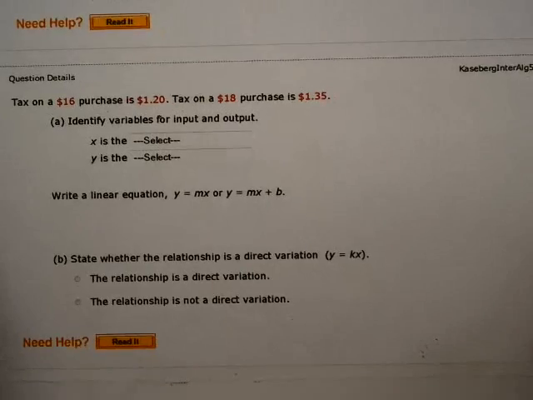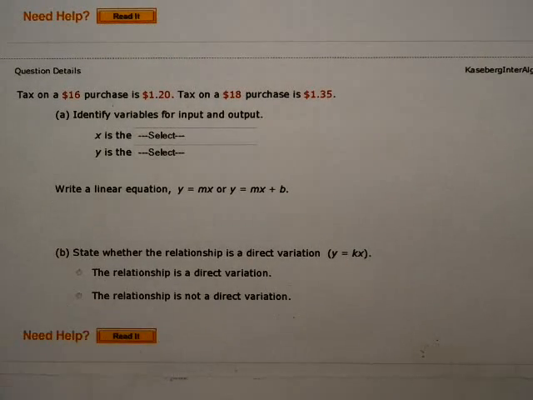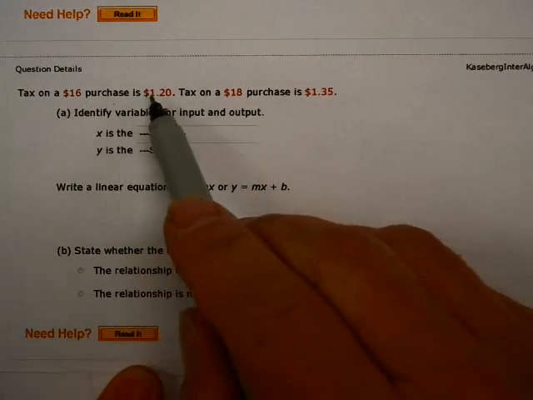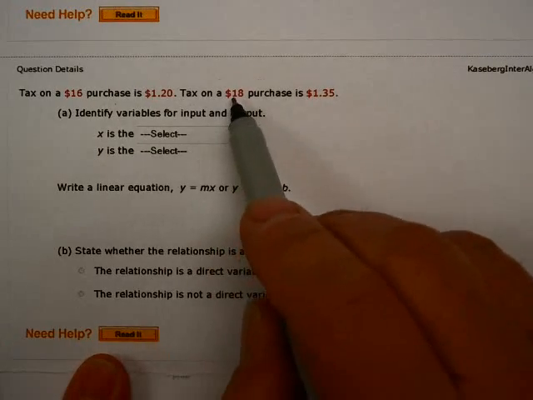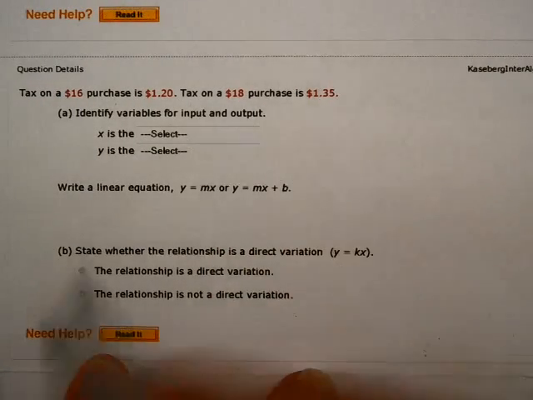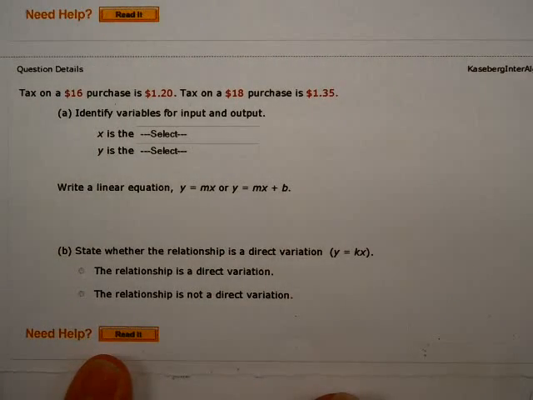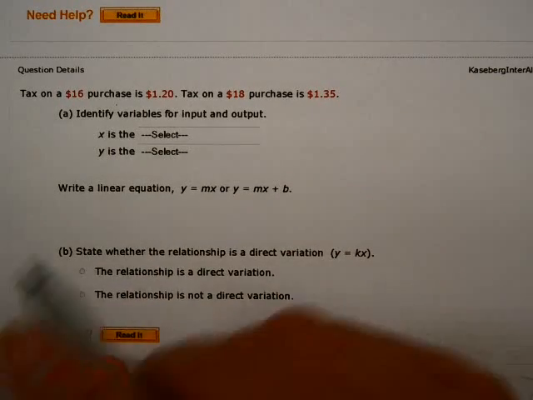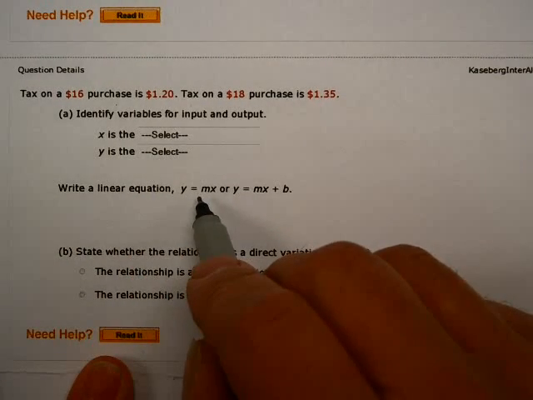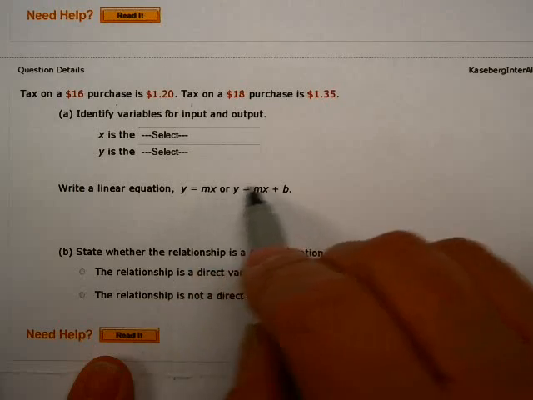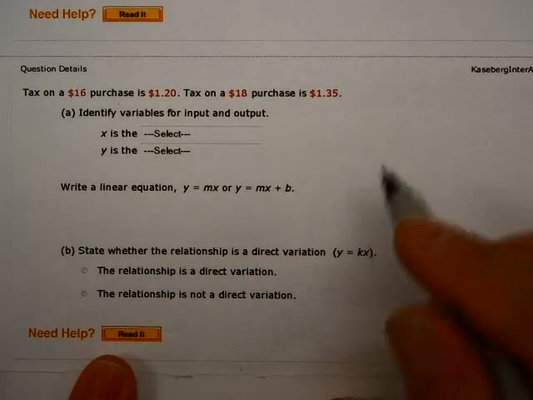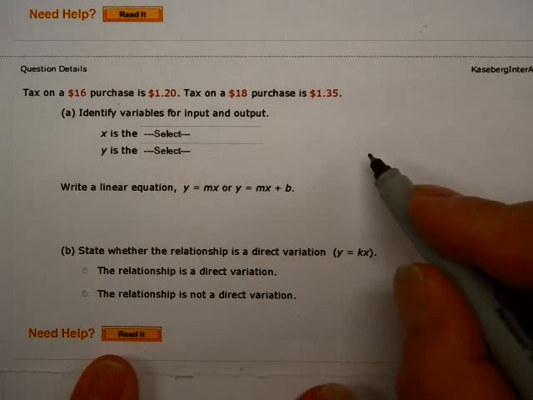Another problem, and I'm going to have you try to solve this yourself. Tax on a purchase is $120, and tax on an $18 purchase is $135. So we want variables for input and output, and then decide whether we have a linear equation as direct variation or not. You can start the video again once you have finished.